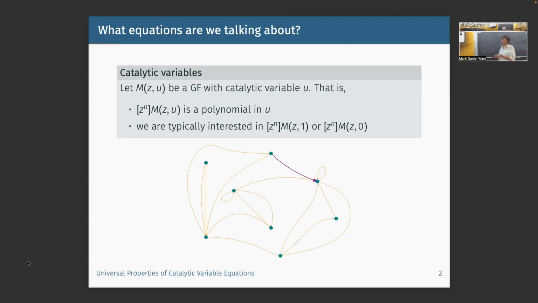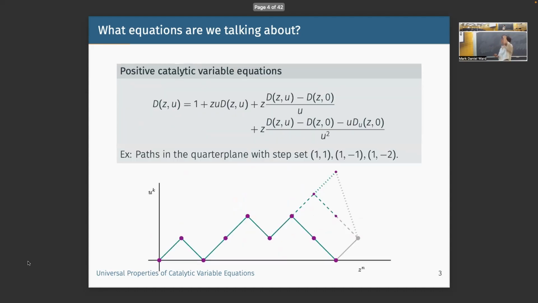Another example that we've already seen where these catalytic variables come up is map enumeration, where the catalytic variable keeps track of the root face degree. And we've also already seen functional equations involving these catalytic variables. This, for example, would be the functional equation that you could come up with if you want to describe paths where you're allowed to make diagonal up steps, diagonal down steps, and steps of the vector (1, -2), for example.